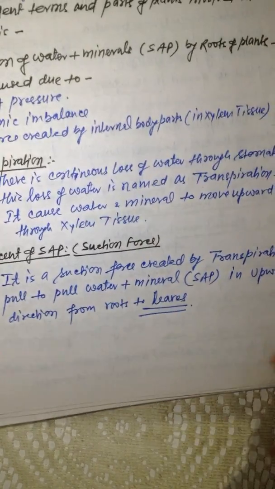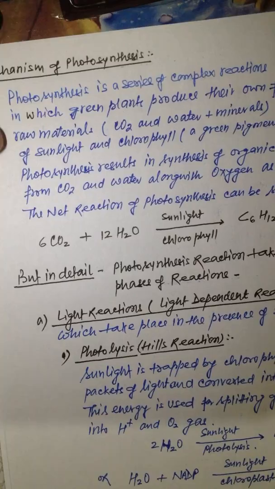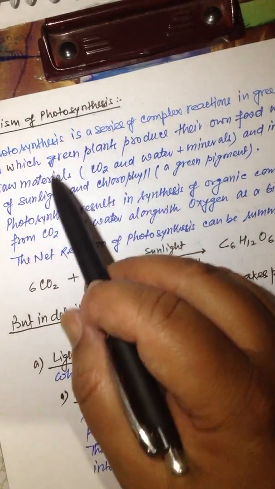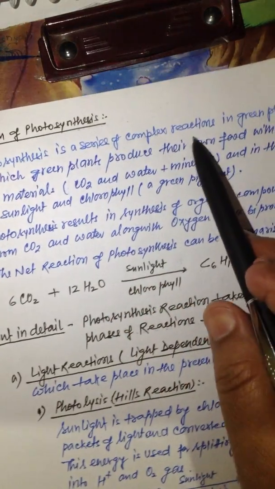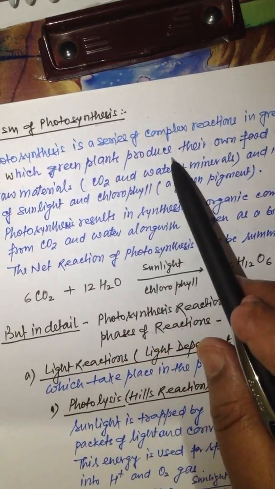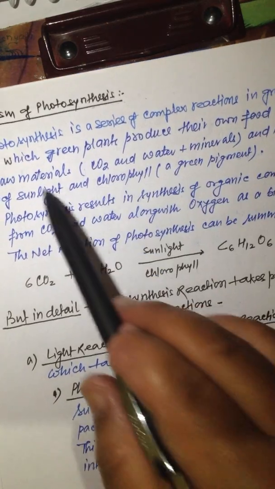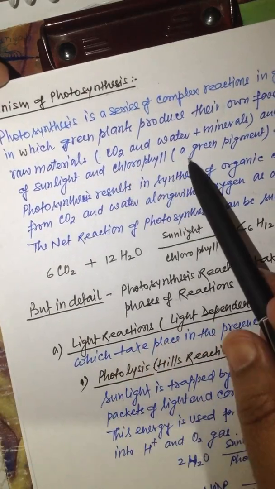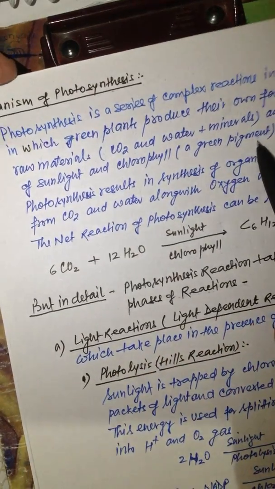होता कैसे है. सो नाउ वी आर कमिंग टू द नेक्स्ट टॉपिक. इसमें बहुत सारी चीज़ें जो पहले से लिखी है वही है, इसलिए मैंने लिख दी है पहले से, सो दैट हमारा टाइम बचेगा. फोटोसिंथेसिस किसको कह रहे हैं? फोटोसिंथेसिस सीरीज ऑफ कॉम्प्लेक्स रिएक्शंस in green plants in which green plants produce their own food with the raw material CO2 and water plus mineral, and in the presence of sunlight and chlorophyll, which is a green pigment.